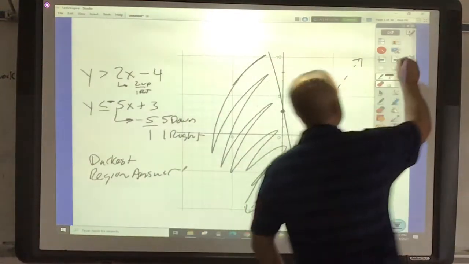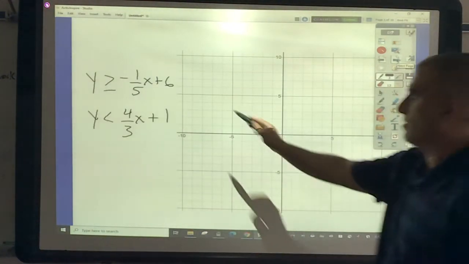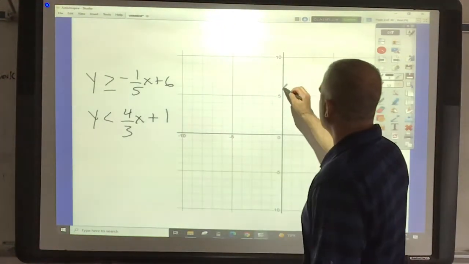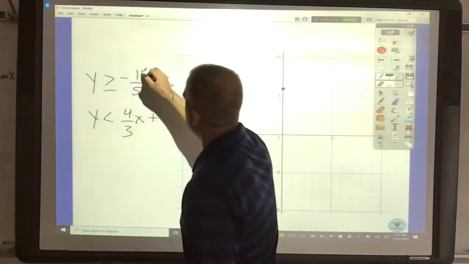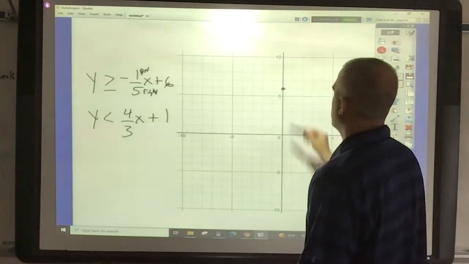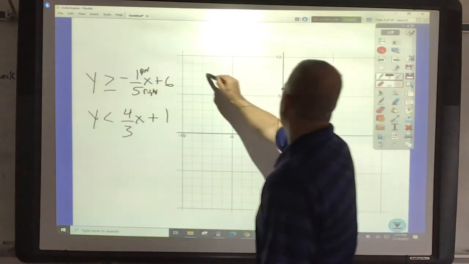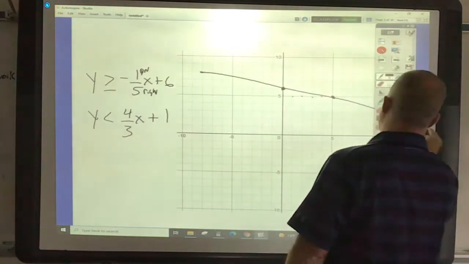All right? Let's do another one together. I would start at this one. That's up 6, then that's going to be 1 down, 5 right. So 1 down, 1, 2, 3, 4, 5 right. That would be a solid line.